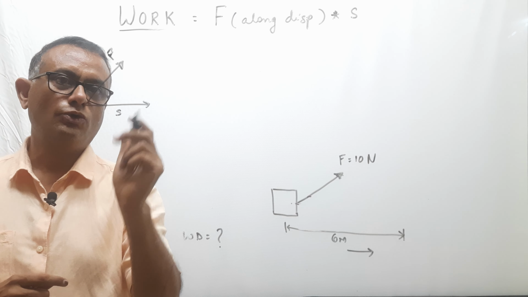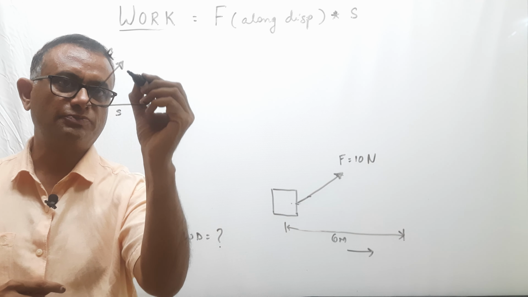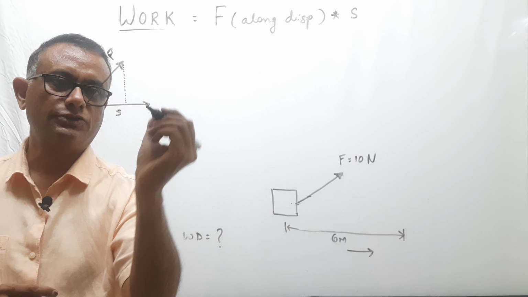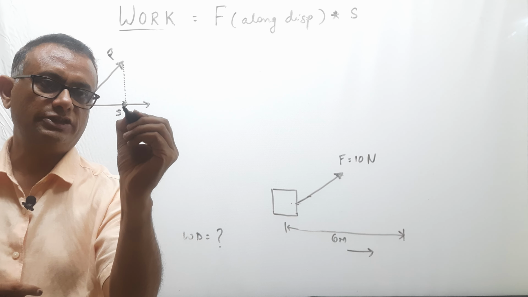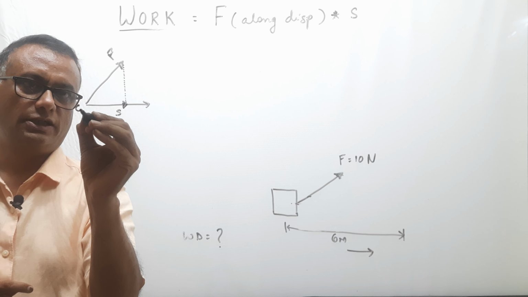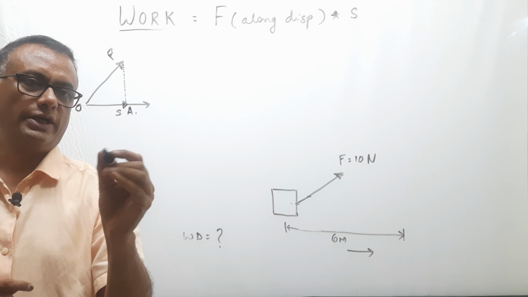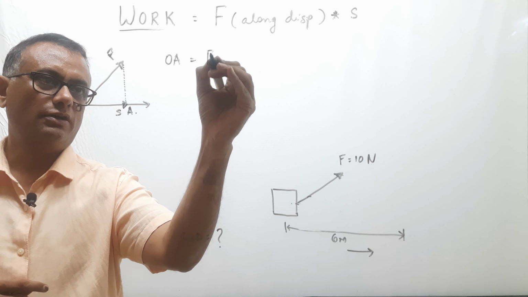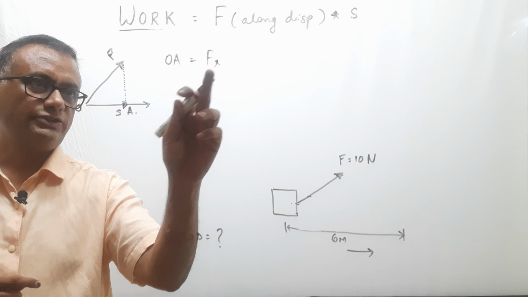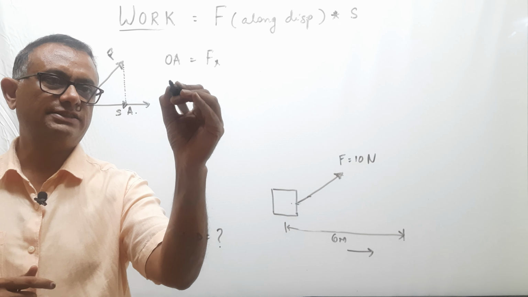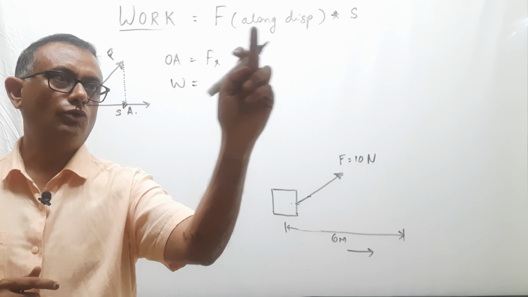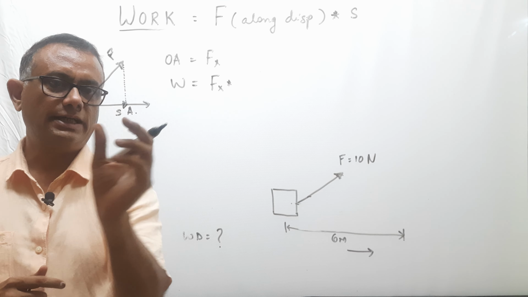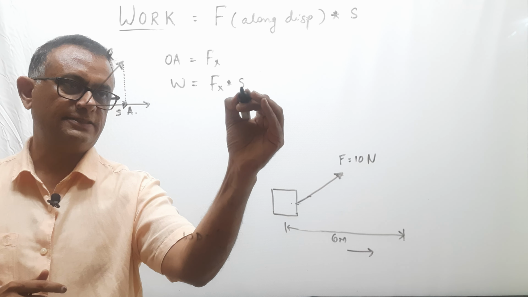So what we need to do, we need to get the force along displacement. That is, we have to resolve this force along the direction of displacement. We have to find out this one. Let's call this OA. Okay, so that OA is what is going to be our Fx. Once you find out Fx, then you can say work done is equal to force along displacement, which is Fx, multiplied by the actual displacement, which is S.